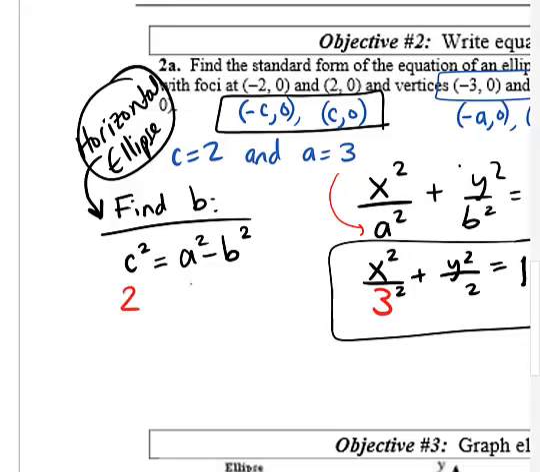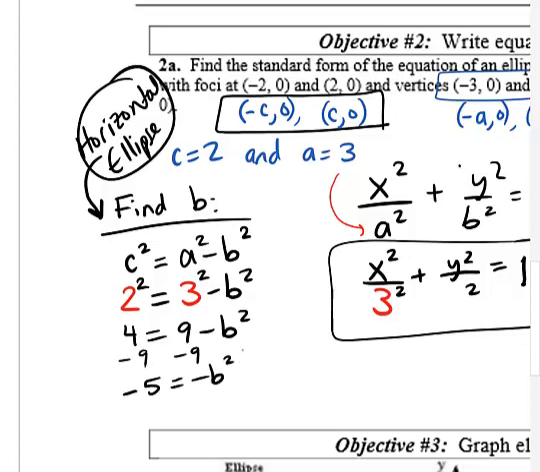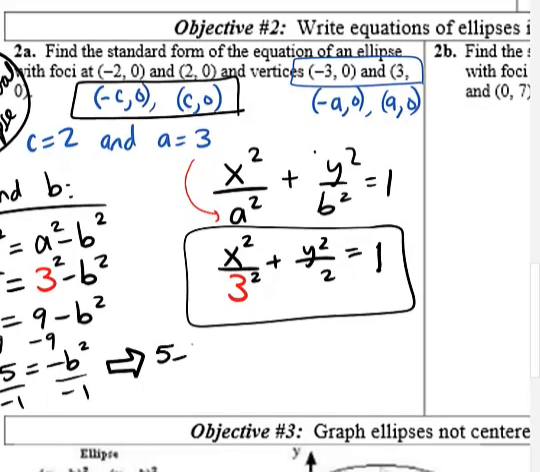C was 2 and a was 3. Okay, I'll fill those in and then solve for b. 2 squared equals 3 squared minus b squared. So this is 4 equals 9 minus b squared. I'll move the 9 over. That'll make negative 5 equals negative b squared. I'll get rid of that negative by dividing by negative 1. That way 5 is equal to b squared. And then to get rid of the square, I'll square root both sides. So b must be the square root of 5. I'll put that in there, and then I'm all done with this problem.